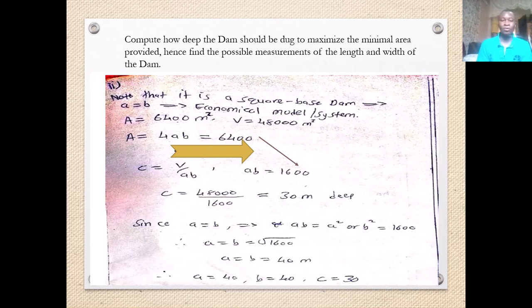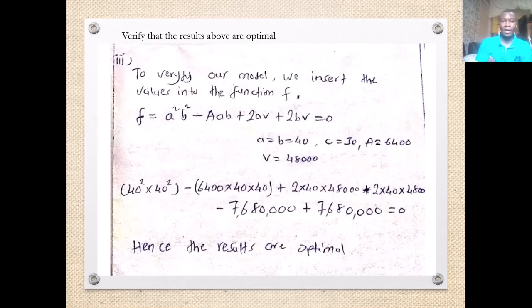meters, and A is equal to 40, B is equal to 40, and the height is constant, equal to 30 meters. So those are the dimensions of this dam that can maximize this piece of land that is minimal. Now let's go ahead and do the third question, Roman 3. Verify that the results above are optimal.